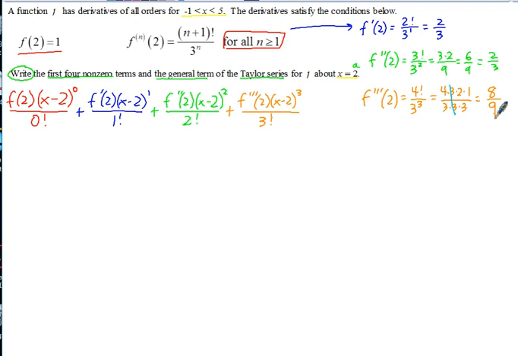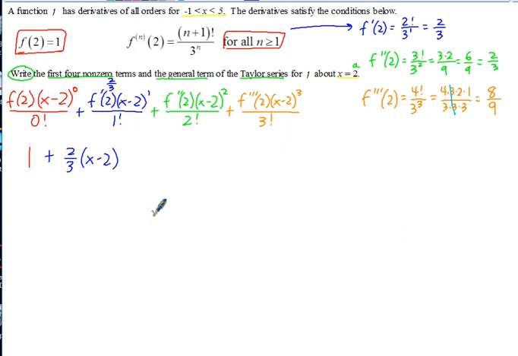So if we substitute those in, f of 2 we're given as 1 right here, so that we can put in right here. That's 1. X minus 2 to the 0 is 1. 0 factorial is 1, so the first term is just 1. Plus f prime of 2 was 2/3, divided by 1 factorial, that's like divided by 1, so that's just 2/3. So it's going to be 2/3 x minus 2 for the first.